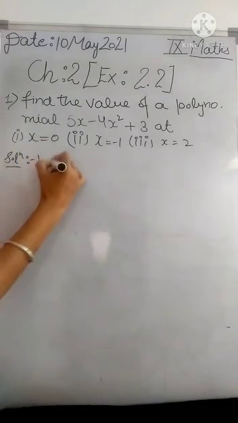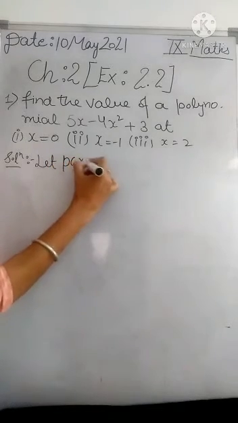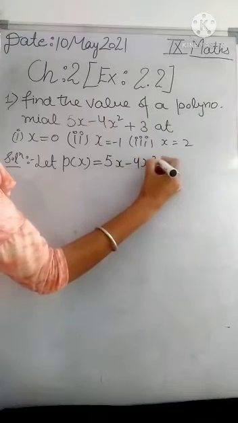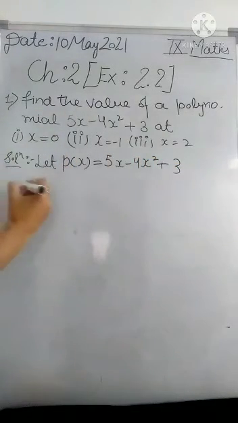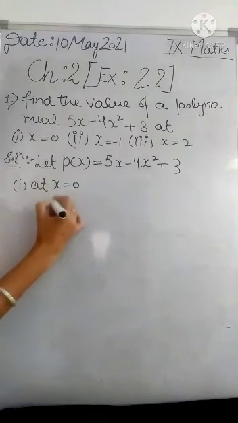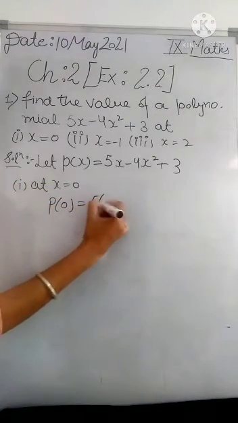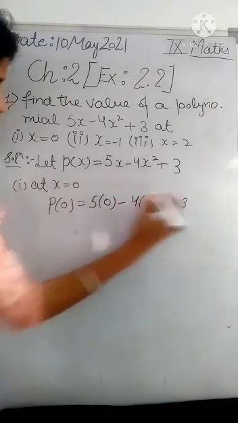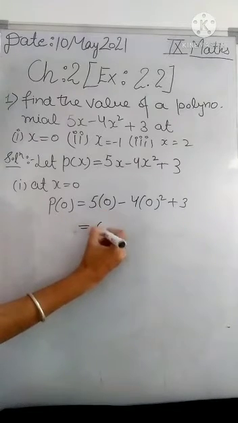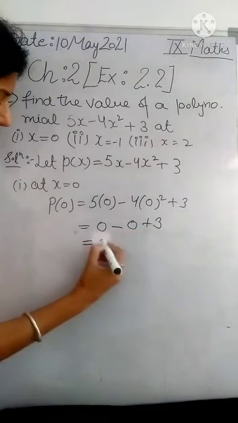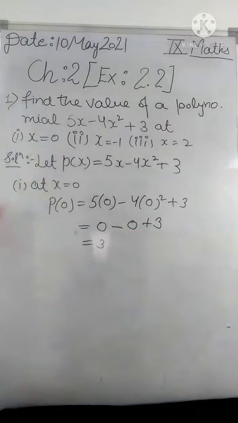So let I name this polynomial as p(x) is equals to 5x minus 4x square plus 3. Now at x is equals to, first part at x is equals to 0. So p(0) is equals to 5 into 0 minus 4 into 0 square plus 3. Here 5 into 0 is 0 minus 4 into 0 is 0 plus 3. So here at x is equals to 0 our polynomial's value is 3.